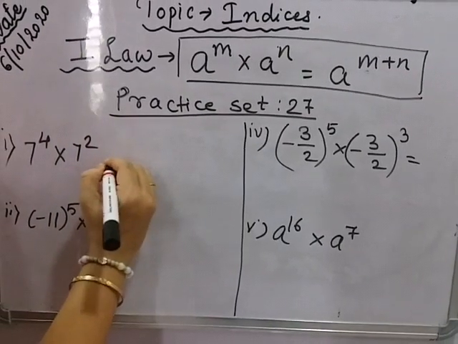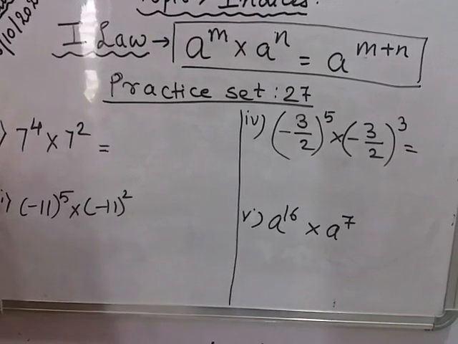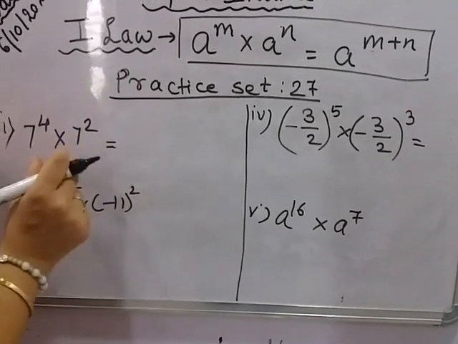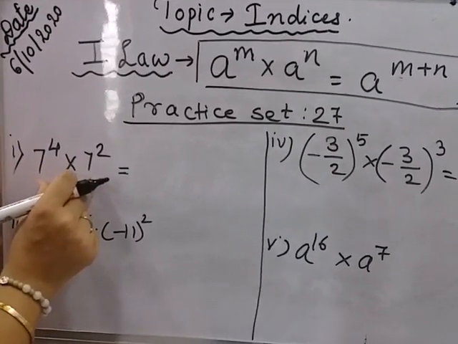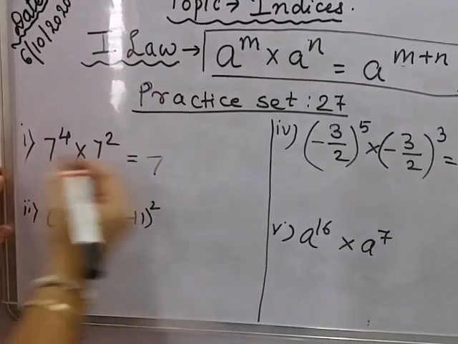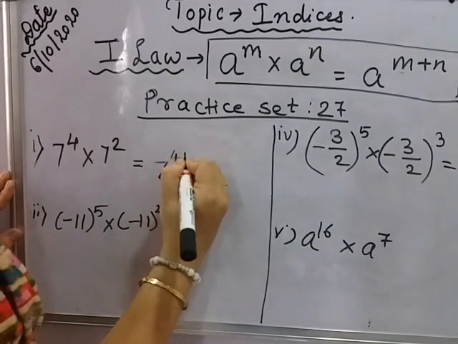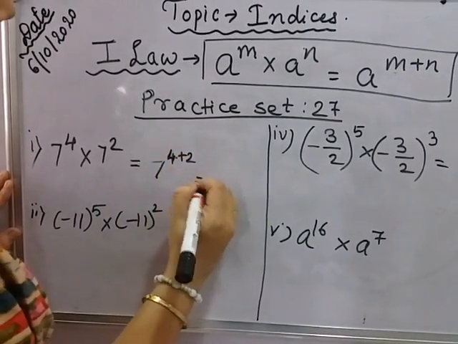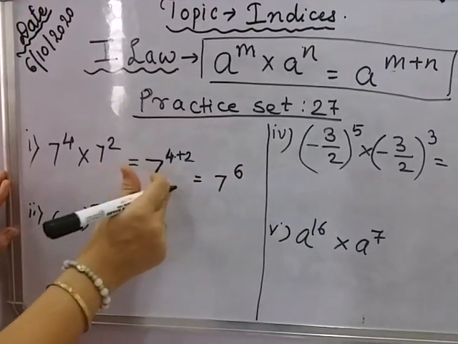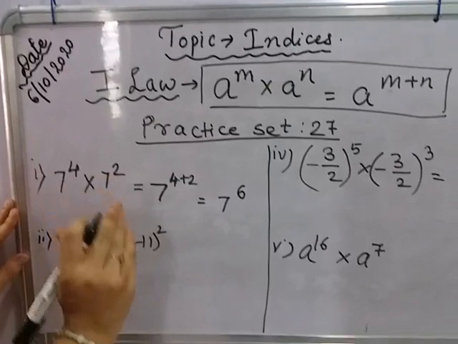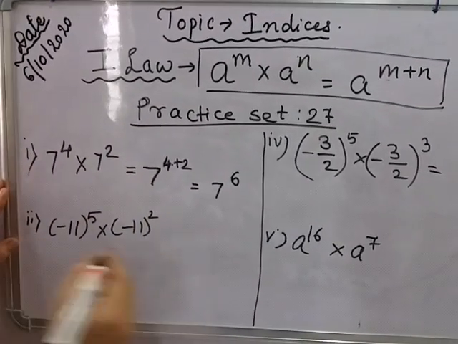As I told you, no need to solve the way I showed earlier. You have to write the answer directly. Here you have to check that the bases are same, equal. So bases are same. What is the base? 7. And what are the index? 4 and 2. So we are going to add the index 4 plus 2, and then we are going to get the answer 7 raised to 6. You will ask, teacher, is this step compulsory? No, this step is not compulsory at all. But whether you write it or not, it doesn't matter.